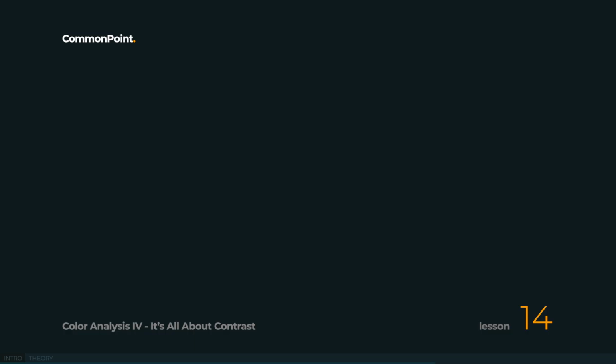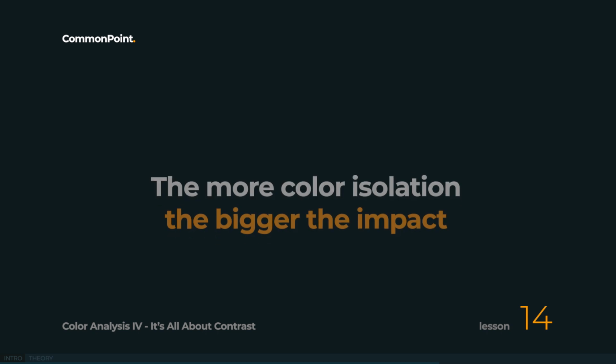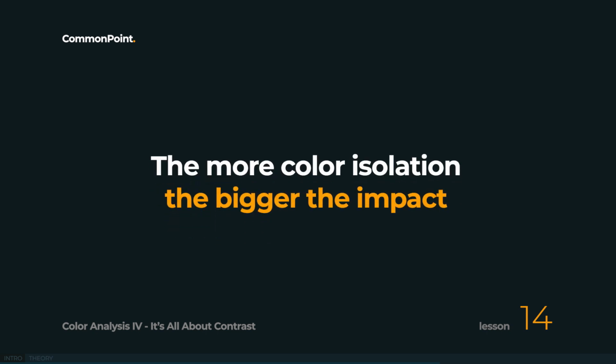So, circling back here, whenever you shoot for a complementary color palette, think about two things. Narrow down your selection of hues and put them opposite to each other. You might want to use references for that or help yourself with the color wheel. The more isolated the colors, the bigger the impact this palette has.